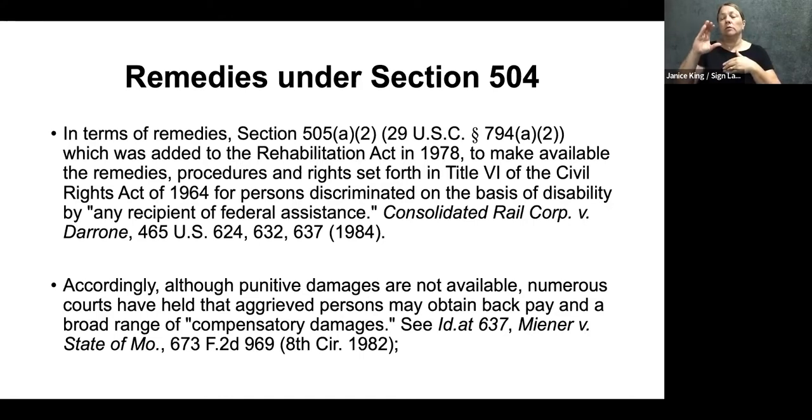But Section 504 is in a different position because states agree essentially to not discriminate when they take federal money. So they are held to a higher standard in some ways. And so damages can be available against the state if they receive federal financial assistance. Punitive damages are not available, but other kinds of damages are, including back pay and other kinds of compensatory damages. Next.